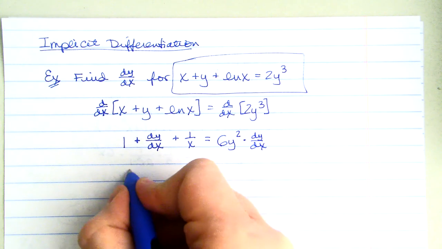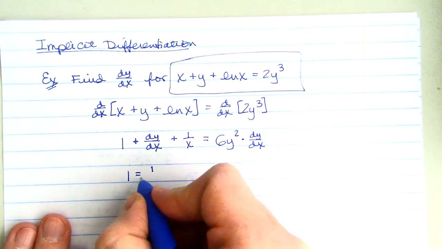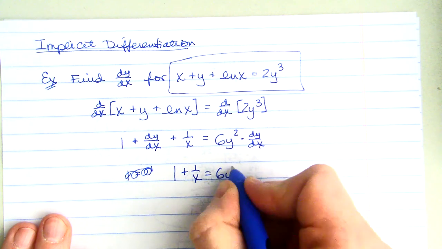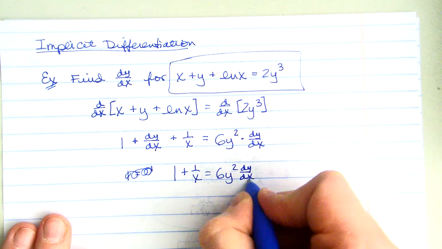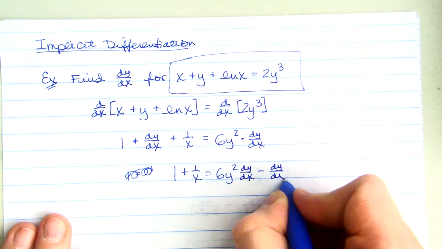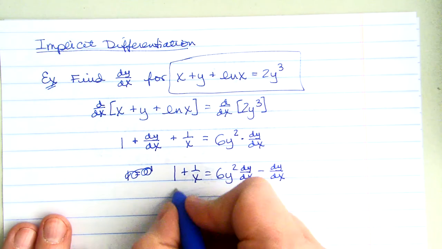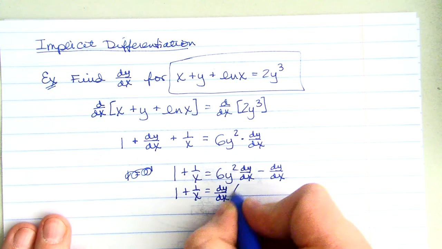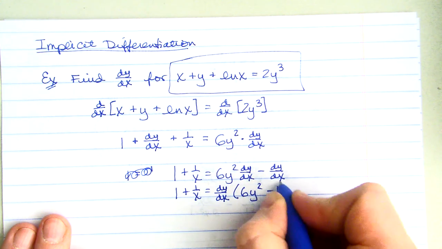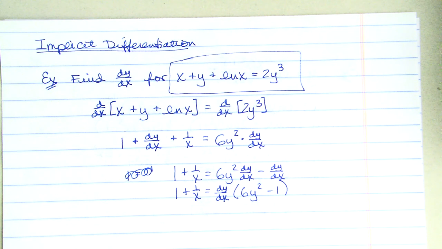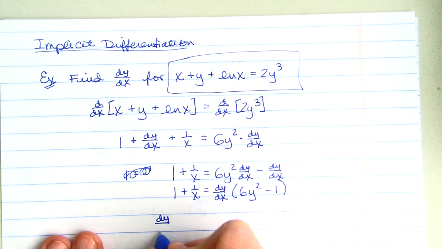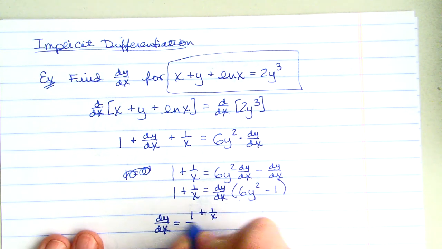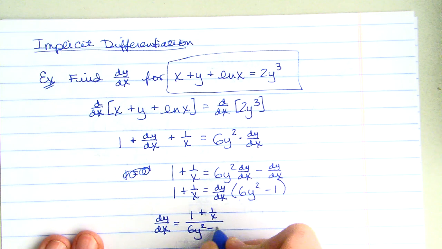I'm going to move my dy dx's to the other side, so 1 plus 1 over x equals 6y squared dy dx minus dy dx. I'll factor out a dy dx to get that thing. And then I'll divide. And I'm going to get dy dx equals, divide both sides by this, 1 plus 1 over x all over 6y squared minus 1.